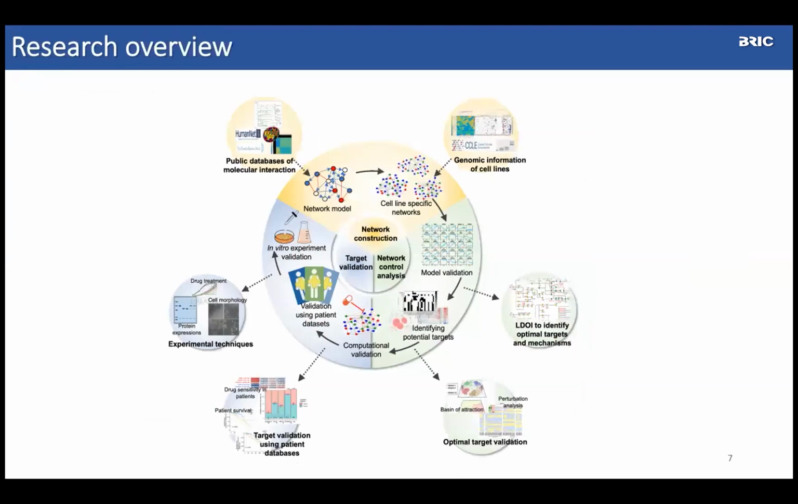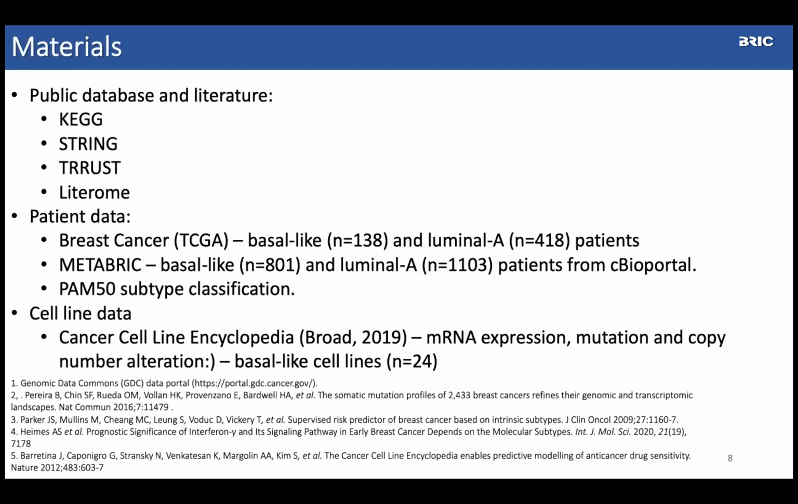So this is an overview of this study. We first constructed network models specific to basal-like and luminal A breast cancer patients, and we validated the model. And then we identified targets using a network control strategy, and validated those identified targets using in silico simulation as well as in vitro experiments. These are the data sets I used for this study. We used KEGG, STRING, TRUST, and literature as public databases to reference the interactions within the network model. And we also used patient data sets and cell line data sets to validate our analysis.